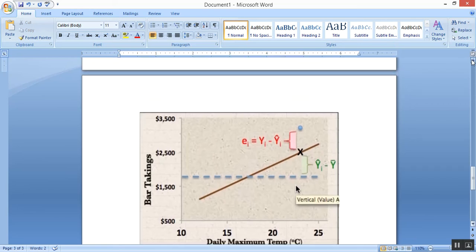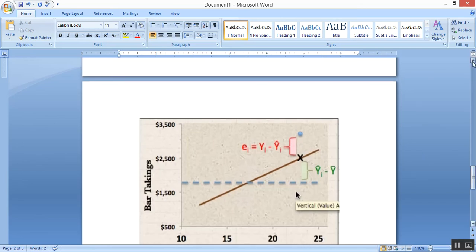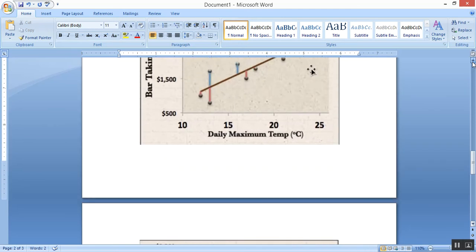Why do we square those residual values? And we call them residual values because it's what's residual, what's left after we account for what we predicted. So we've got residual values, and we're going to square them, and we're going to add those together. And that's going to be used to calculate our r-squared.